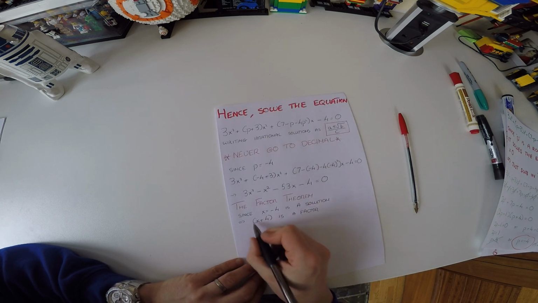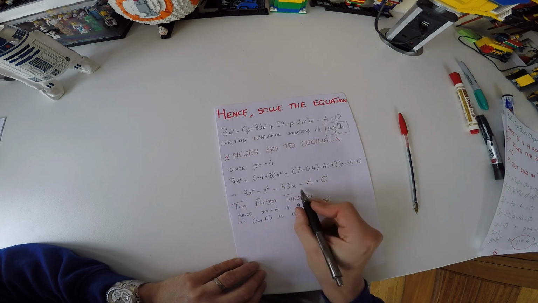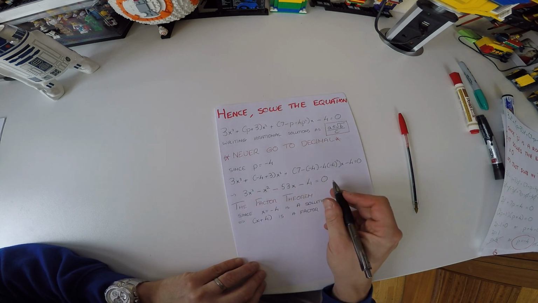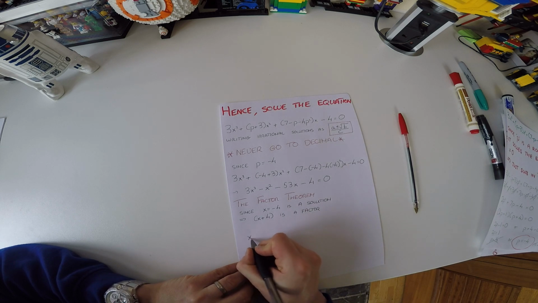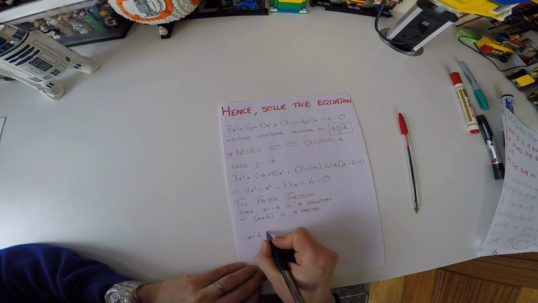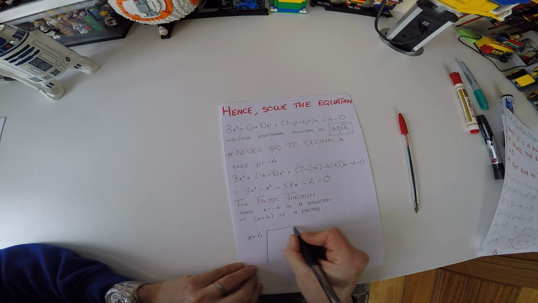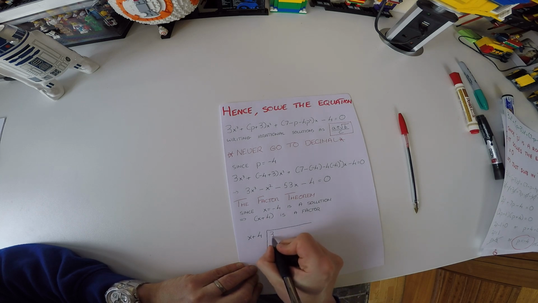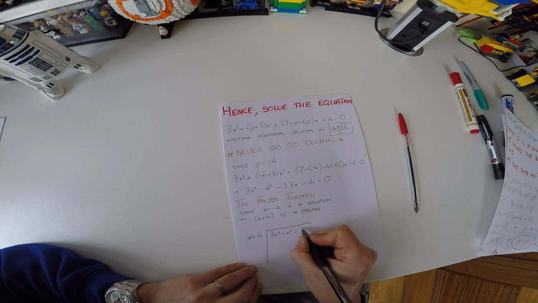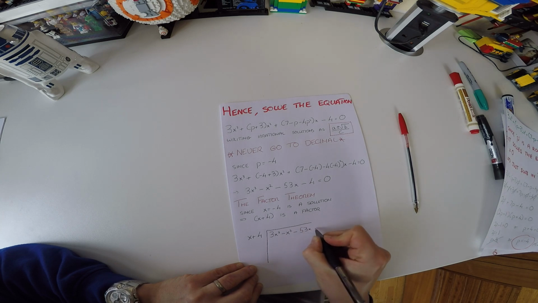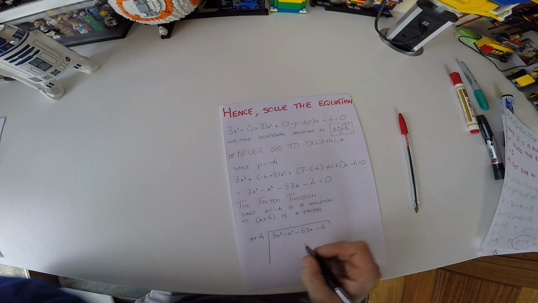So we can simply divide this factor into this cubic equation. That'll give us a quadratic equation, which we can then solve pretty easily for the other two factors. So, a small bit of long division. So, 3x cubed minus x squared minus 53x minus 4. We'll do this nice and slow.